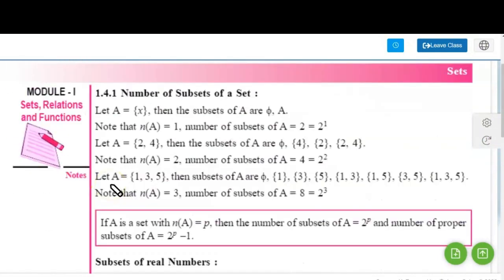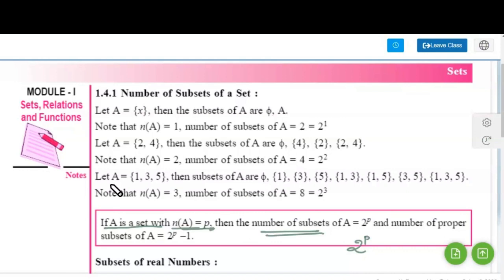This topic is 1.4.1, number of subsets of a set. How to find out the number of subsets possible for a set? For that, this is the formula. If A is any set with number of elements as P, then the number of subsets of that A will be 2 raised to P. That means 2 raised to how many elements the set has, that will be your solution. The number of proper subsets will be 2 raised to P minus 1.